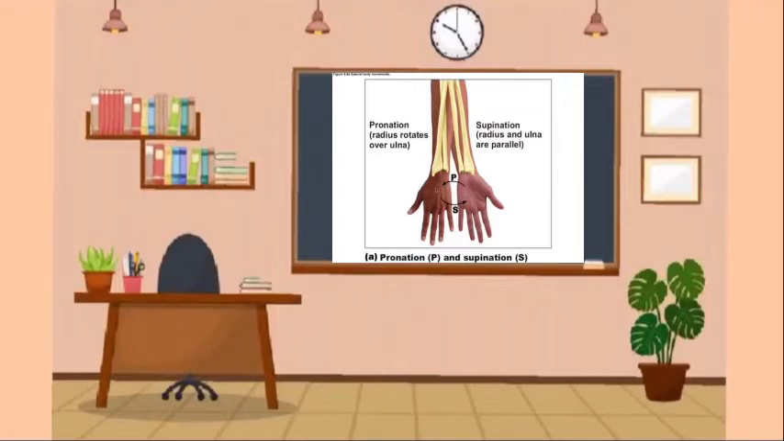Now it's interesting, if you look at pronation, you can see that the radius crosses the ulna here, and if you look at supination, the radius and ulna are side by side, so it's really cool. The radius can actually rotate around the ulna, and that's why it's considered a rotational movement.